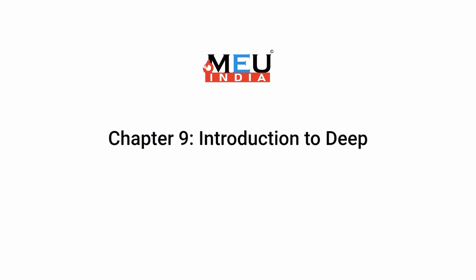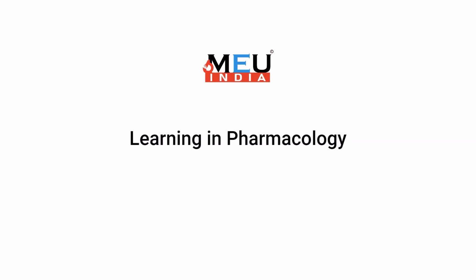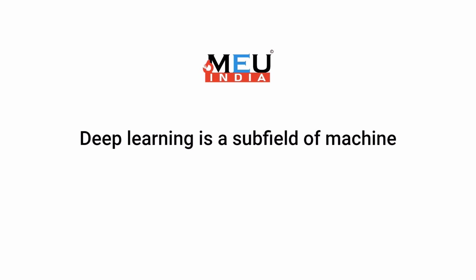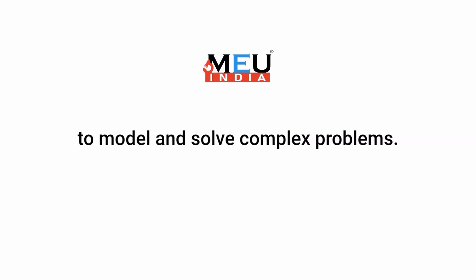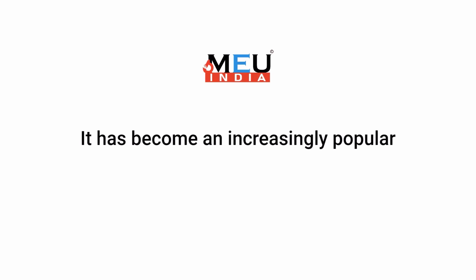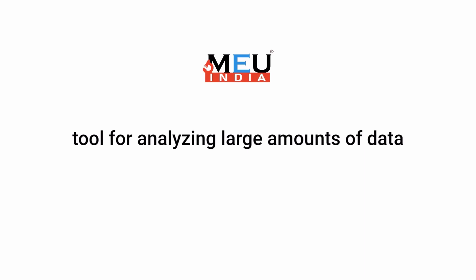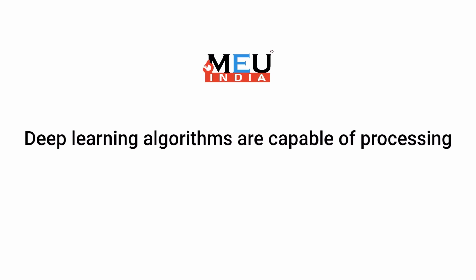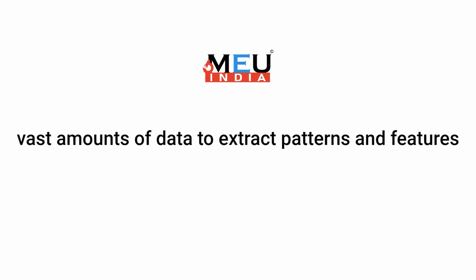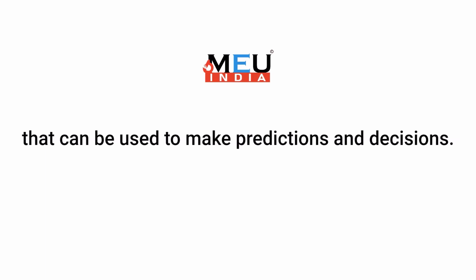Chapter 9, Introduction to Deep Learning in Pharmacology. Deep learning is a subfield of machine learning that utilizes artificial neural networks to model and solve complex problems. It has become an increasingly popular tool for analyzing large amounts of data in many fields, including pharmacology. Deep learning algorithms are capable of processing vast amounts of data to extract patterns and features that can be used to make predictions and decisions.